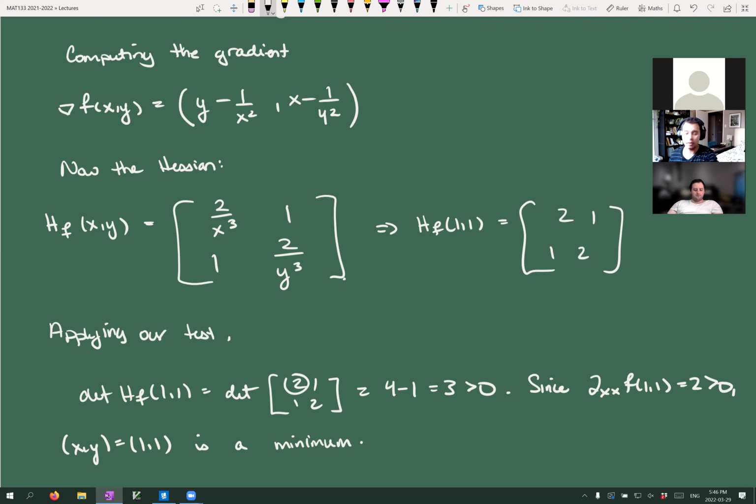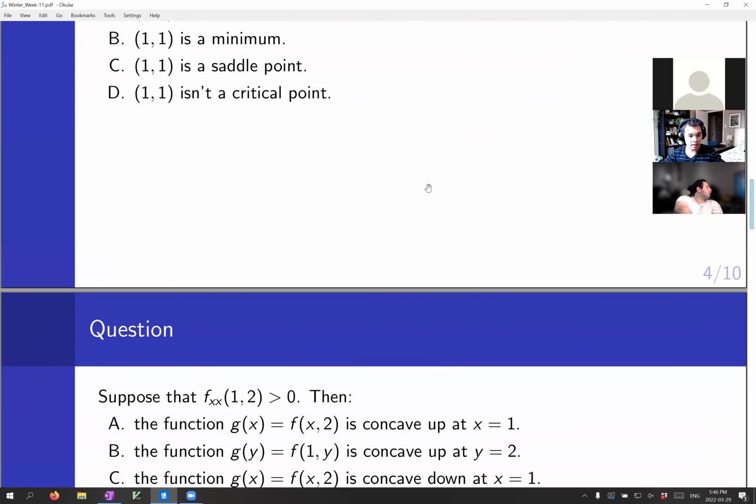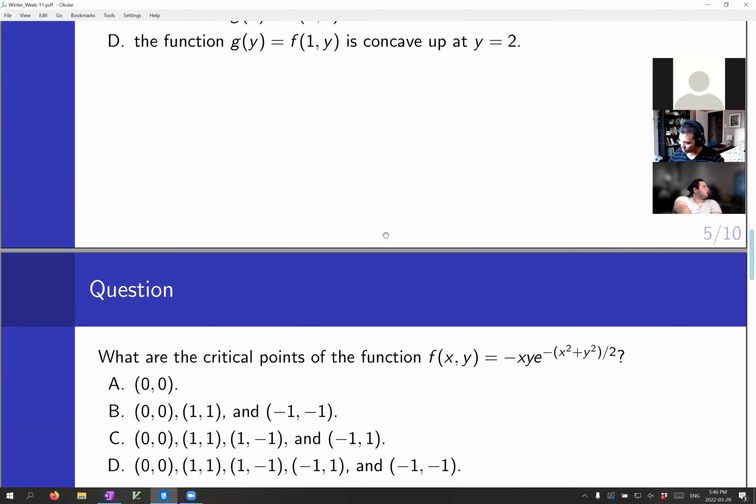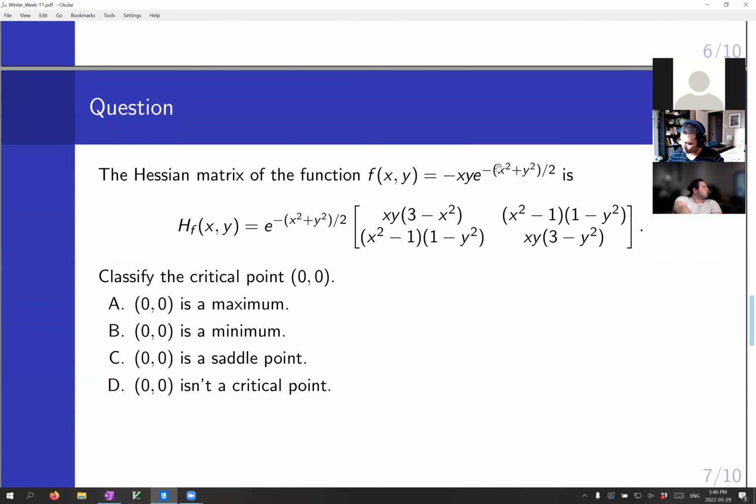And this time, I'm even going to give you the Hessian. Okay, so all you have to do is apply this. Have you learned what it is that you're supposed to do? So let's do this one. Now this is scary because there's a lot of stuff on the page, but don't worry about it. I've given you this function. I've computed the Hessian for you. And I've said classify the critical point (0, 0).